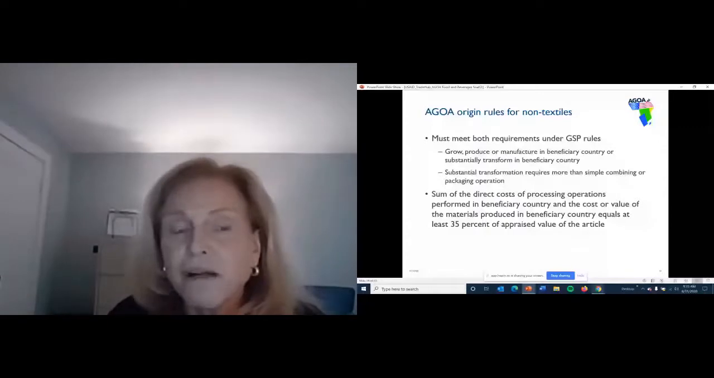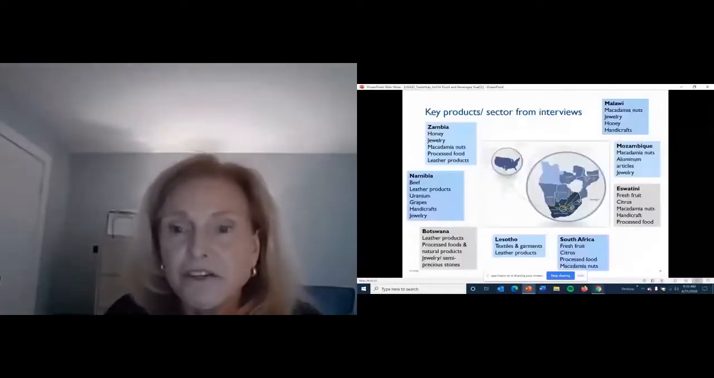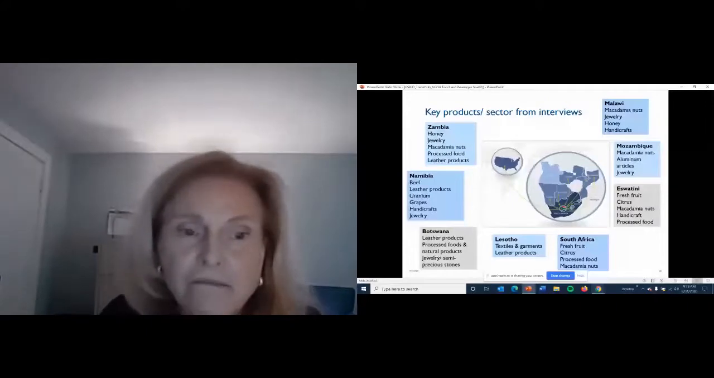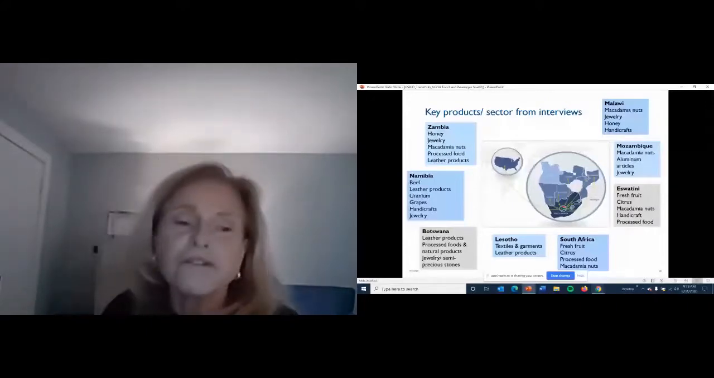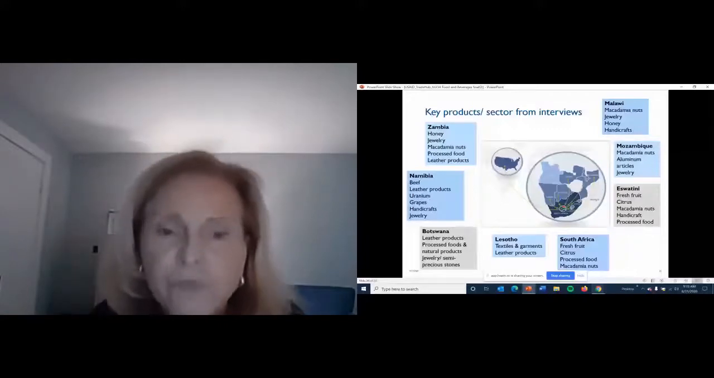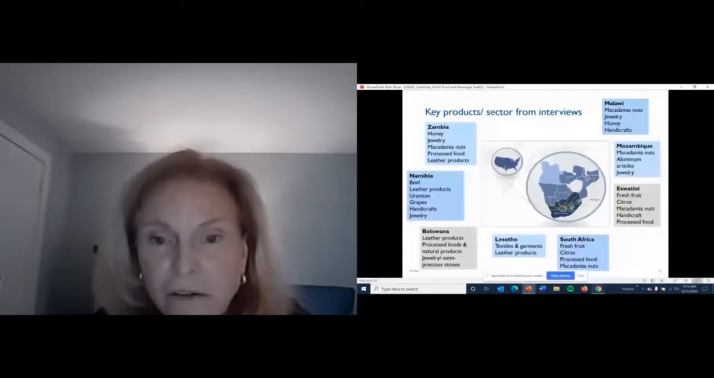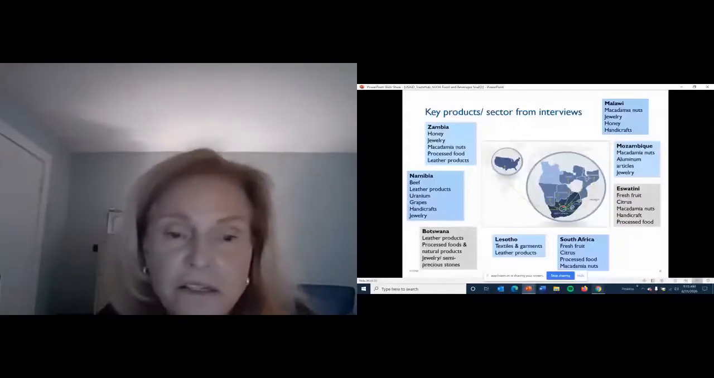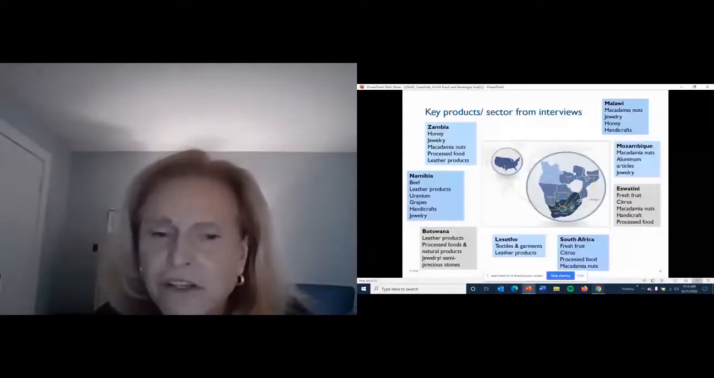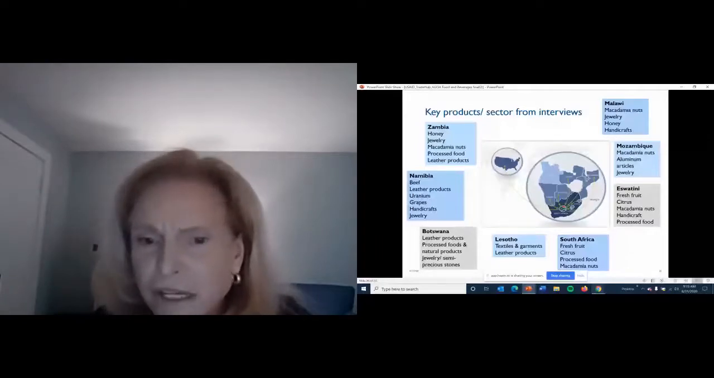These are some key products from some of the countries that we're talking about. There's a lot of fruit and nut products that are doing pretty well under AGOA. This will be part of the presentation that you get, so you'll be able to take a look at this.